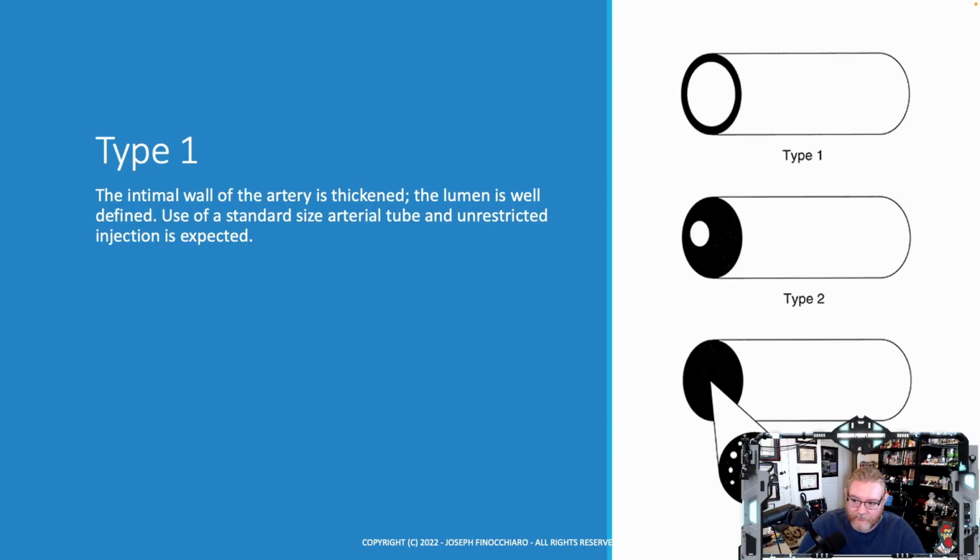In type 1 arterial sclerosis, the intimal wall of the artery is thickened. The lumen is well defined. Use of a standard size arterial tube and unrestricted injection is expected. So the artery is getting a little bit harder, but there's not really any occlusion, and you just have to do business as normal with some maybe minor considerations that the walls are hard.